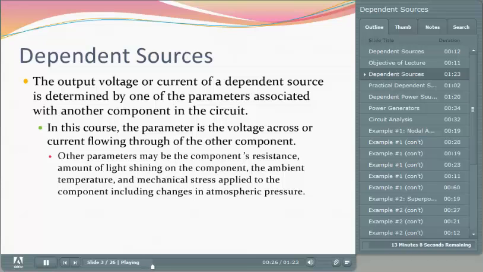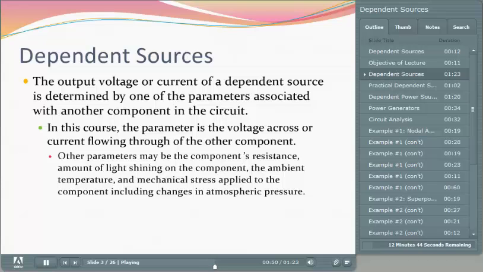For example, there is a component called the thermistor. Its resistance changes as a function of the ambient temperature. If we had a dependent voltage source whose magnitude was dependent on the resistance of the thermistor, then we could directly measure the voltage across the dependent source and calibrate it to the temperature in the room.